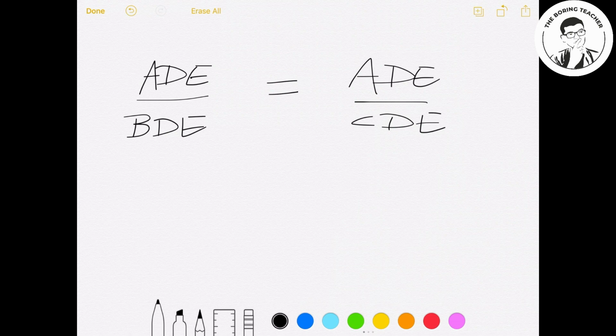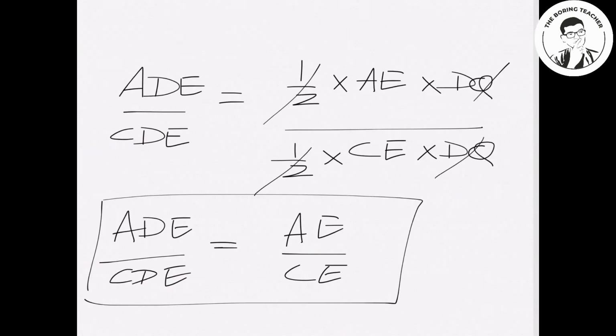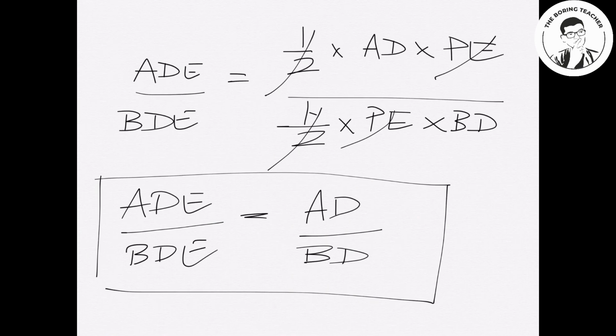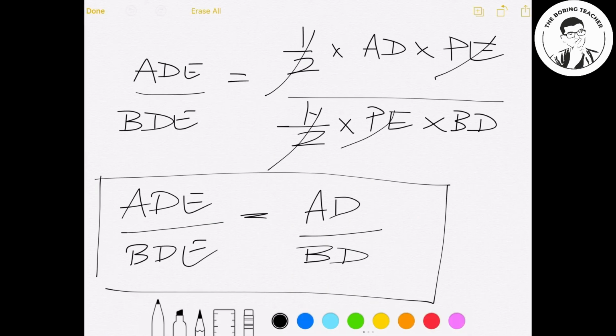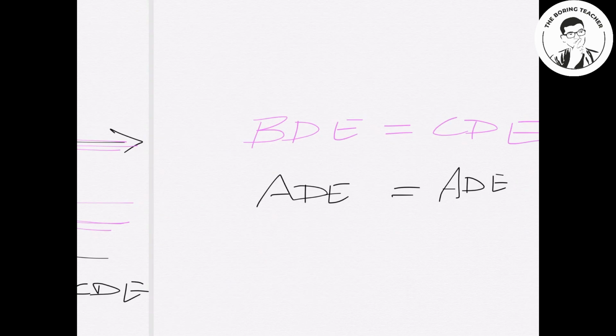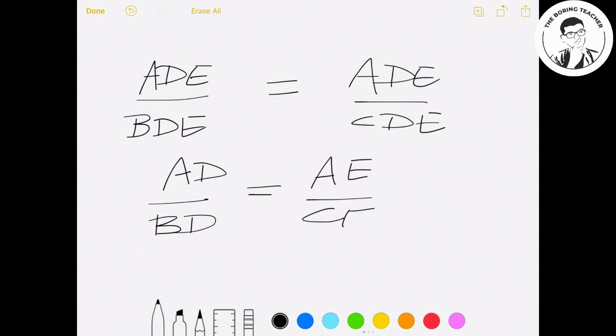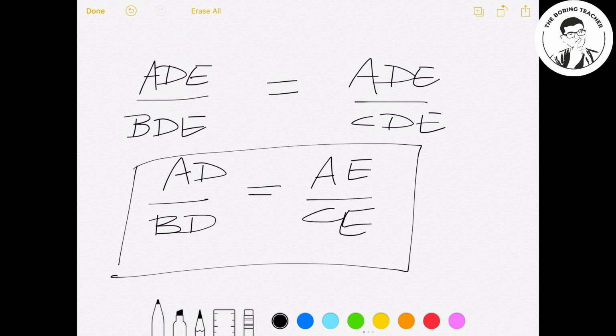Now the next step would be the ratio of the sides. As we remember, ADE upon BDE is equal to AD upon BD. So let me just quickly write that: ADE upon BDE is equal to AD upon BD, and ADE upon CDE is AE upon CE. Hence, this is the result that we are looking for.